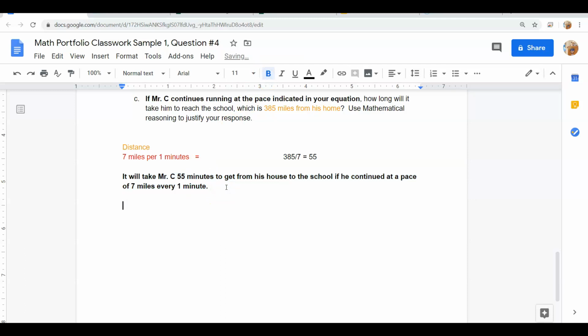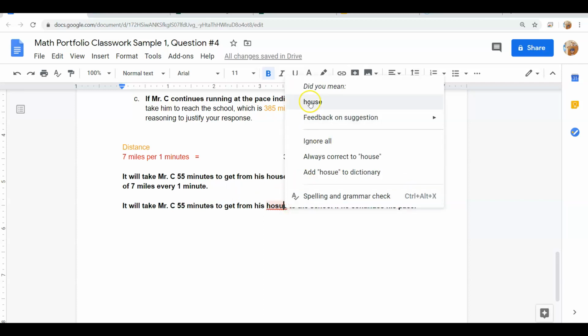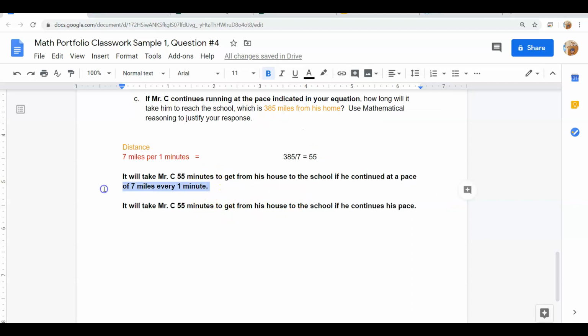You could also say something like, it will take Mr. C 55 minutes to get from his house to the school if he continues his pace. See, this is the same answer, just I didn't give the pace. I want you to give the pace. Make me know that you understand this problem. So on the next one you do individually, you should say it will take, I think the kid's name is Marvin, blank minutes or blank hours, whatever, to get from his whatever. That's not what's in the next problem. If he continued at a pace of, and then this will be replaced by the pace in the next problem.